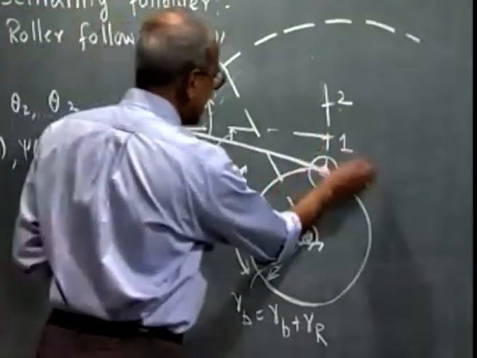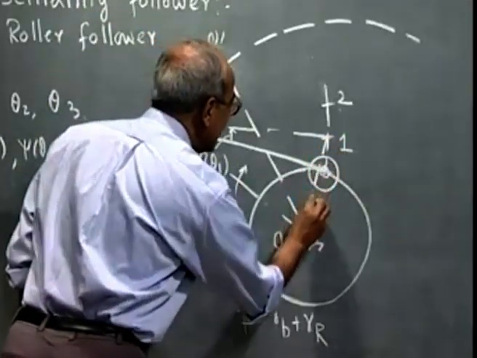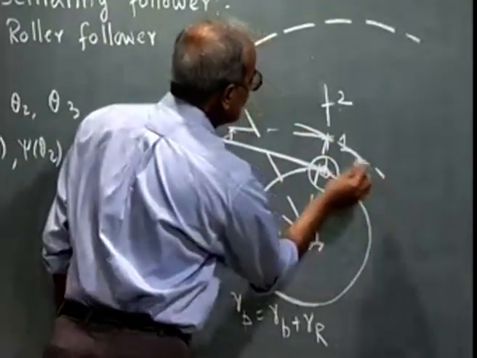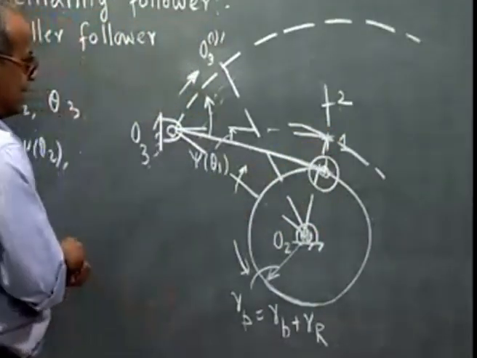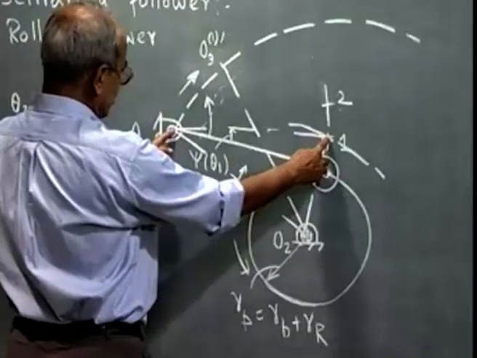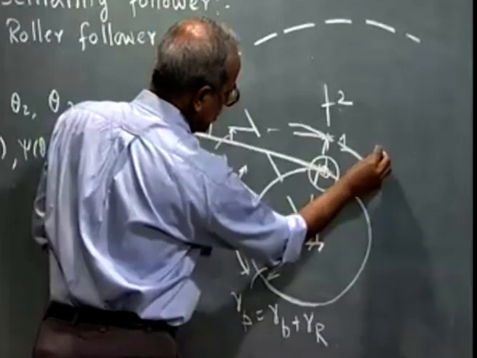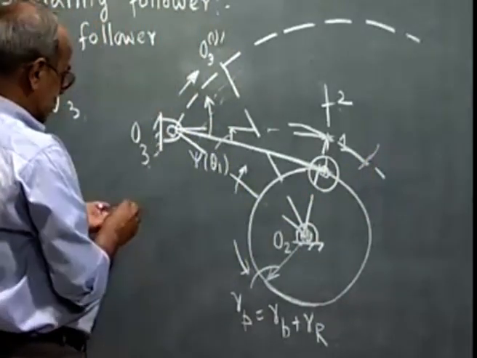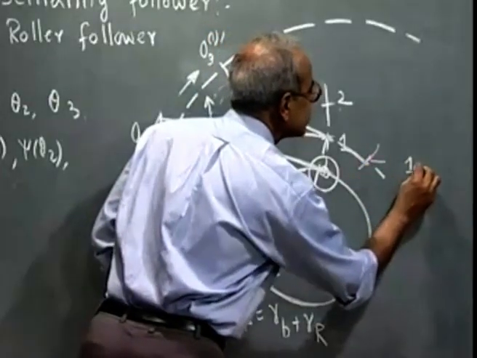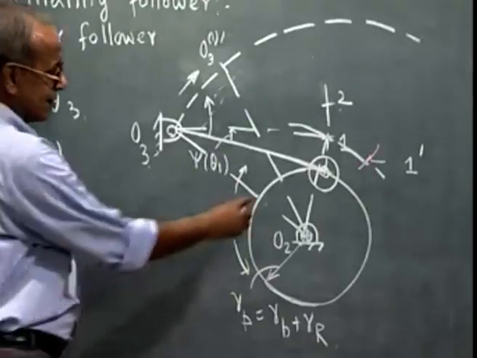So what I do to get the inverted position of 1, I draw a circular arc with O2 as center and O2 1 as radius, and from O3 1 prime I draw a circle with O3 1 as radius. And where these two circles intersect, that is nothing but the station point inverted position corresponding to station point 1, that is the roller center.